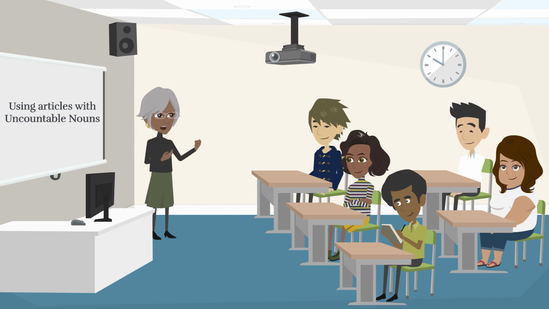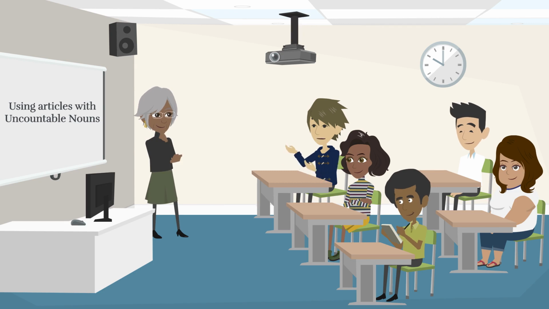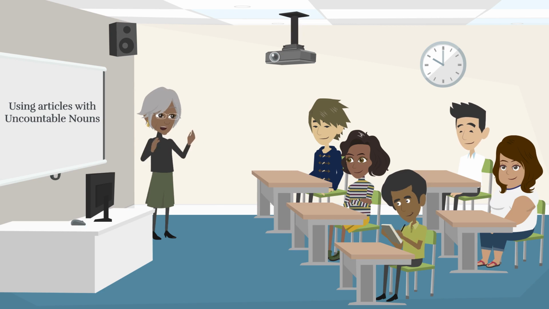How did Lily and Ben use articles with uncountable nouns in their conversation? Lily said playing the piano, and Ben said listening to music. Well done. Lily used the uncountable noun piano with the definite article the, as she referred to a specific musical instrument. Ben used the uncountable noun music without an article because he was talking about music in general.